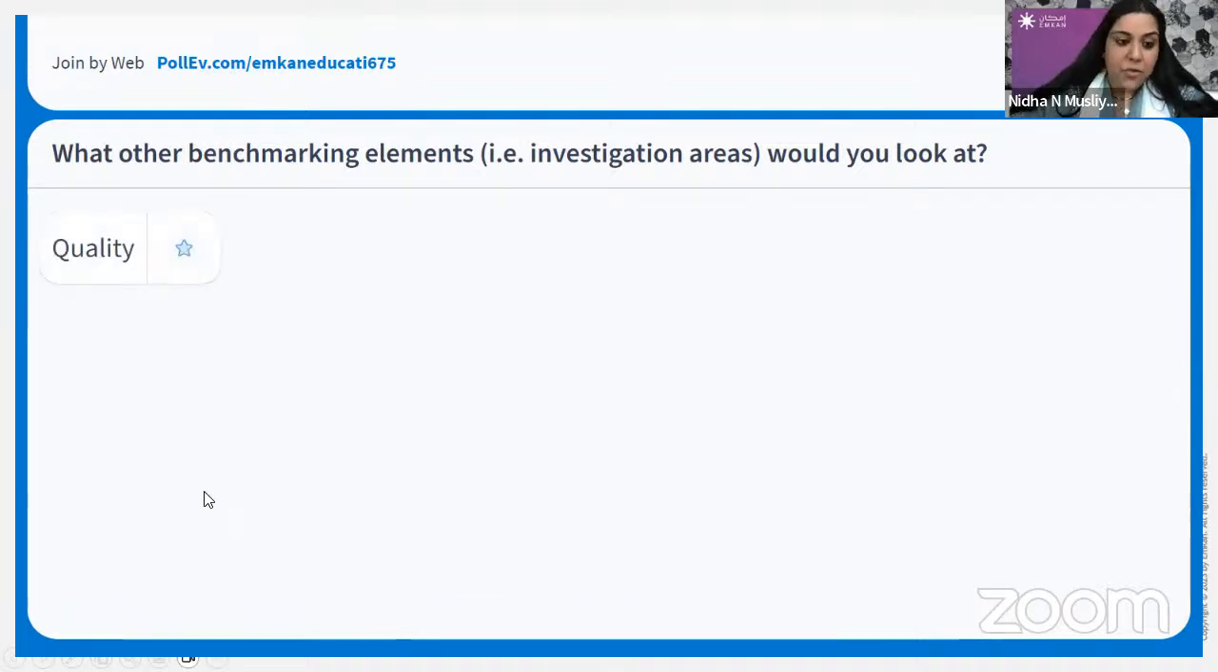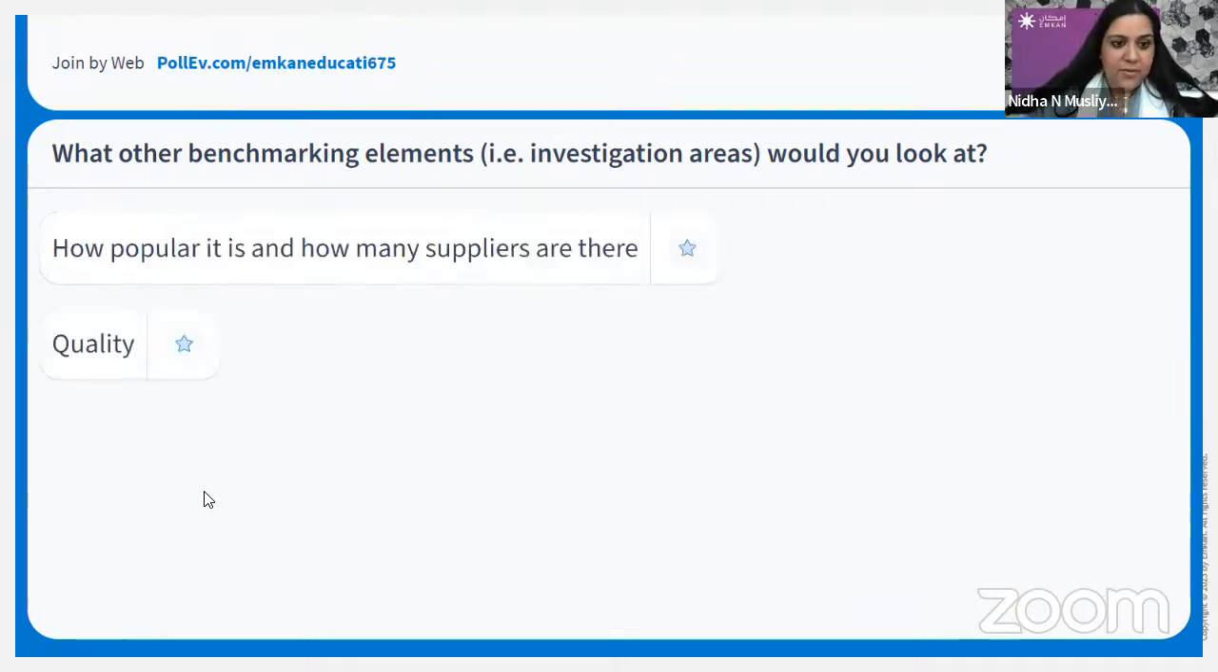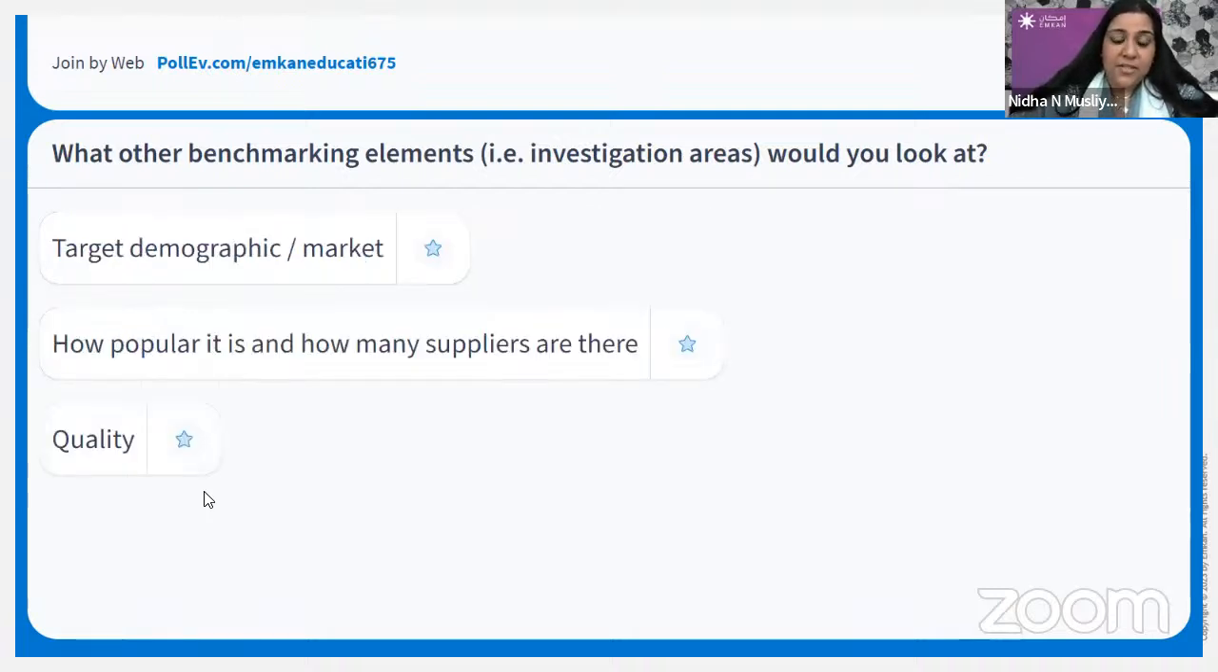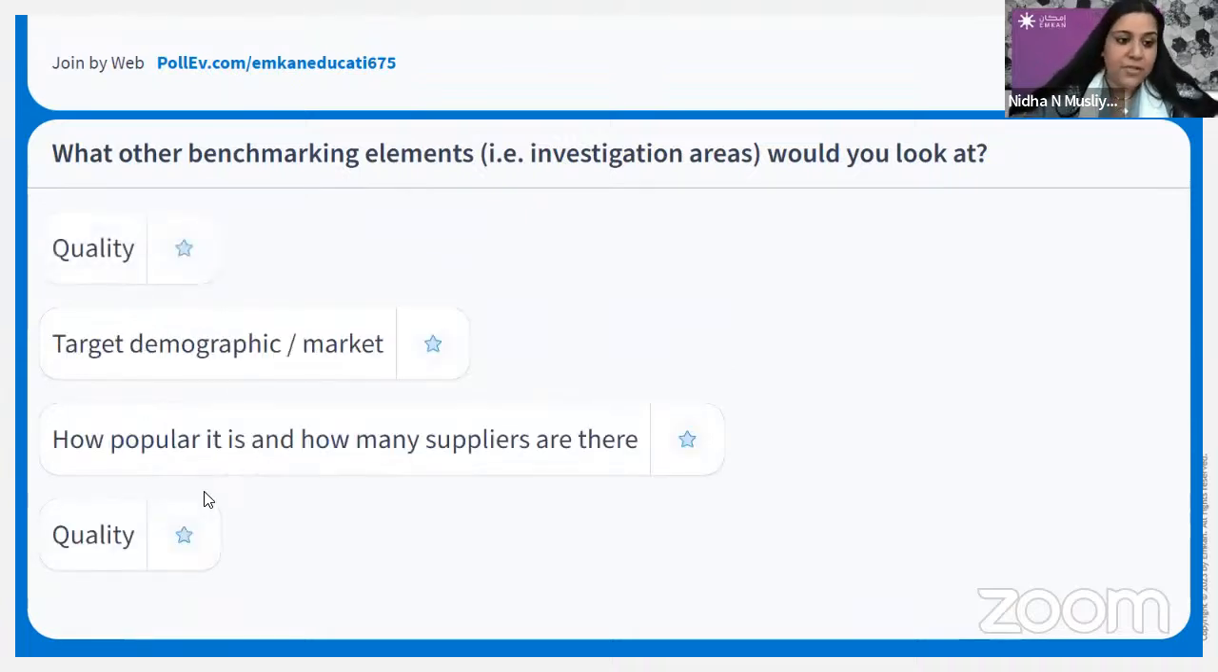The quality, yeah, the durability of it. Yeah, that's a good point. You don't want something that will break down. Yes, how many suppliers there are? That is quite critical. The supplies and the components that go into the making of the car, it's very important.